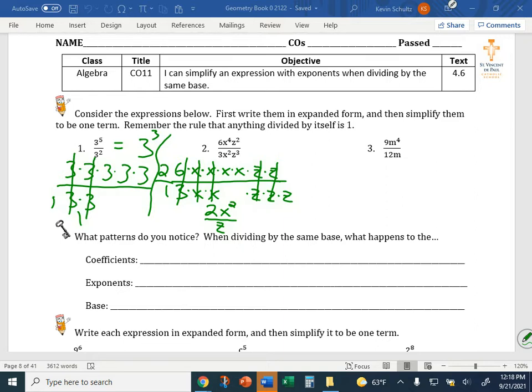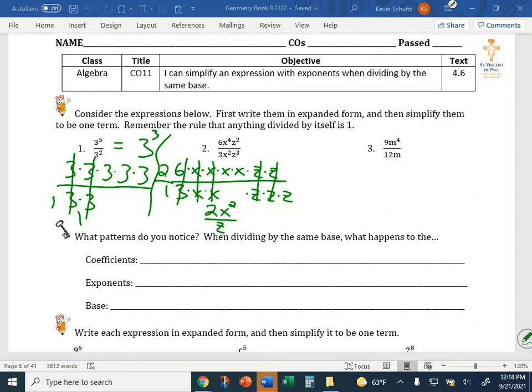Hopefully by writing it out in expanded form, you can see how we got to that. Because if you just look at it, 6x to the 4th z squared over 3x squared z cubed is 2x squared over z. But expanded form helps us see what we can cancel out, what we can simplify, and what we have left. Like CO10, we're going to look for a shortcut here, a rule. But for right now, expanded form can help us see what's going on.